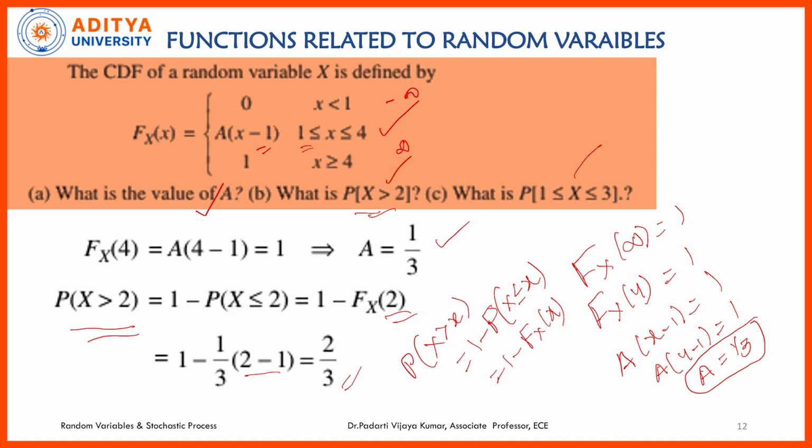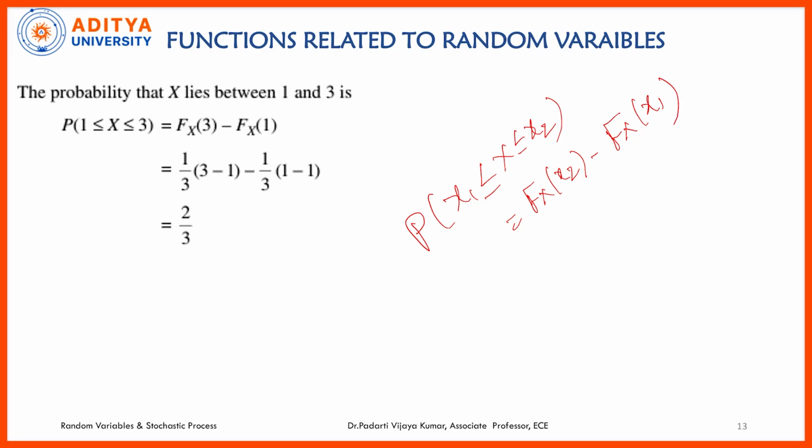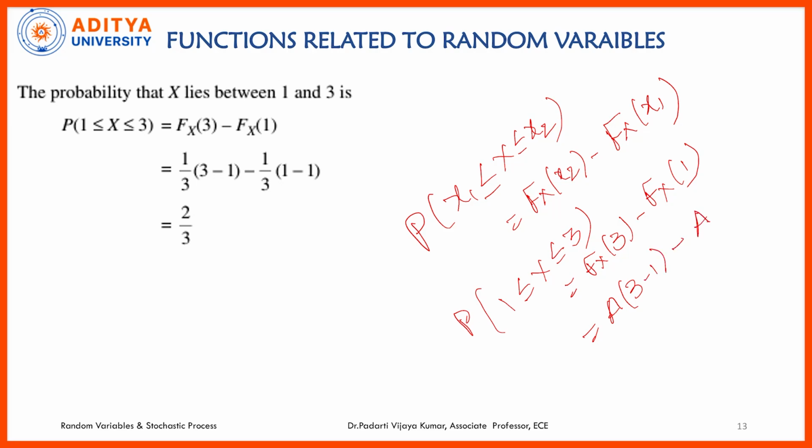And the last one, the probability lying between 1 and 3. Again we have one more property of a cumulative distribution function. If you want to compute the probability lying between any two values, the formula is F_X(x2) minus F_X(x1). Using this formula, the probability of 1 < X ≤ 3 can be written as F_X(3) minus F_X(1), and F_X(3) falls in this expression only, a(x − 1), that is a(3 − 1) minus a(x − 1).